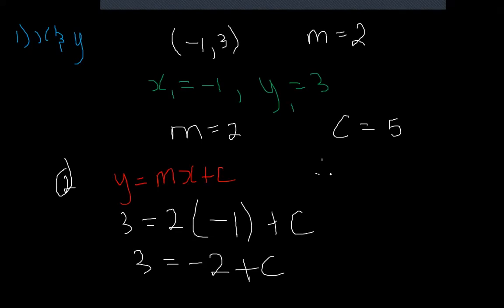Now, using the general equation of a straight line, we could put y is equal to mx. In this case, m is 2. So we put 2x, and c is 5, plus 5. And it's the same answer.